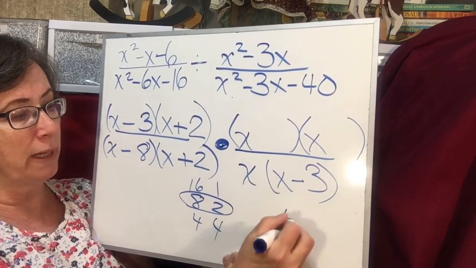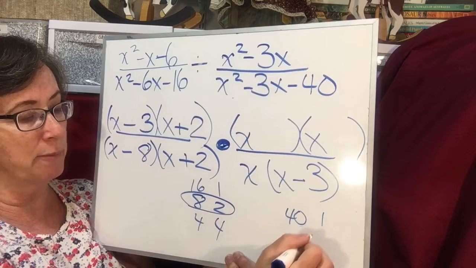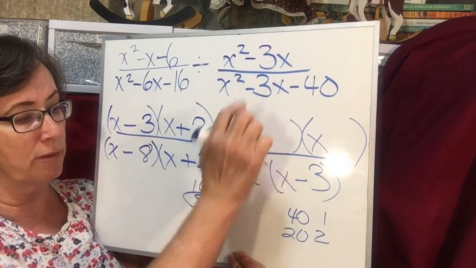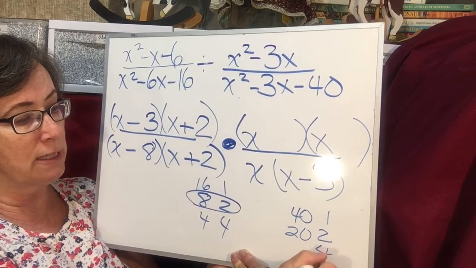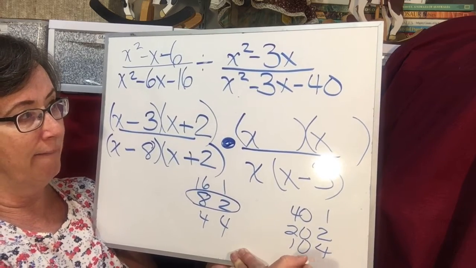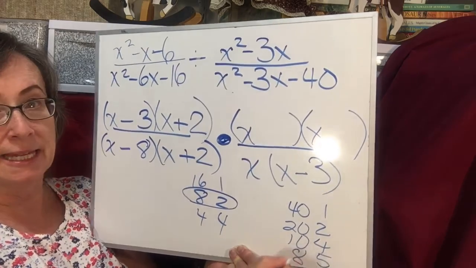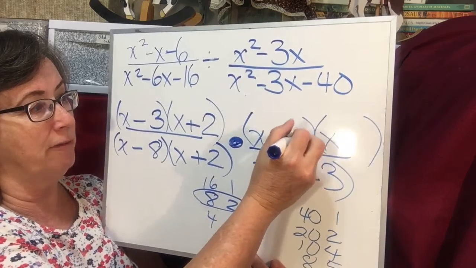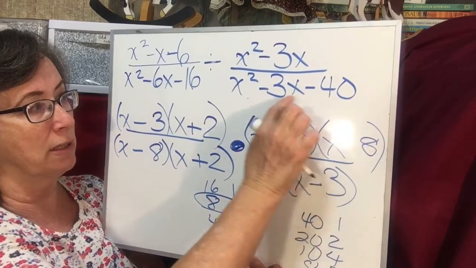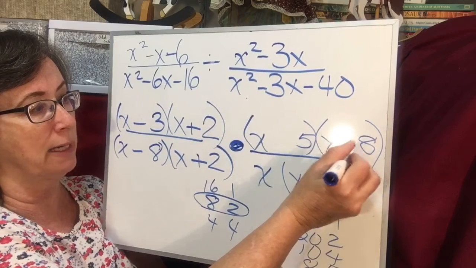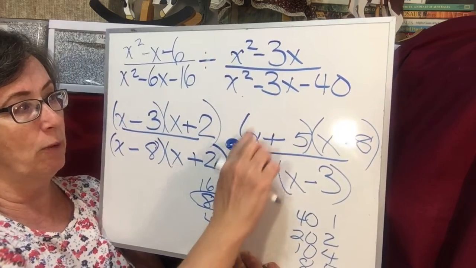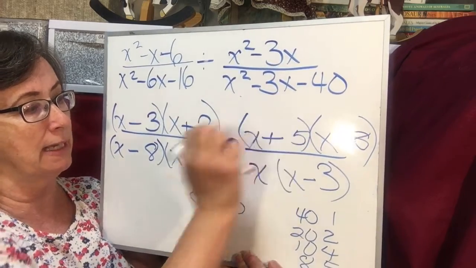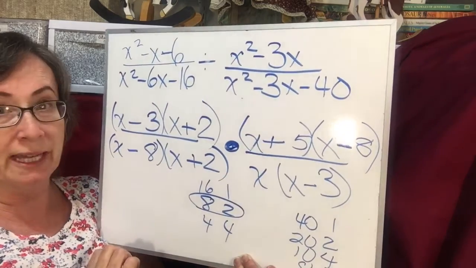Now think about 40. 40 could be 40 times 1, 2 times 20. We're looking for a difference of 3. 4 times 10, 5 times 8. It's going to be 5 and 8, isn't it? All right, so 5, 8. We're looking for a minus 3. So minus, plus. Now when I FOIL it, I get x squared, 5x minus 8x is negative 3x, and a minus 40.